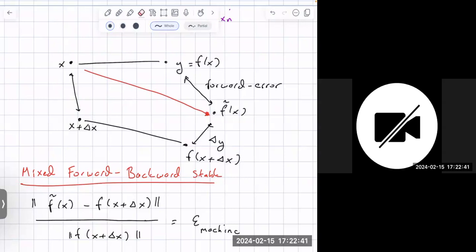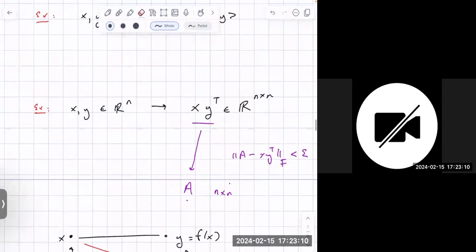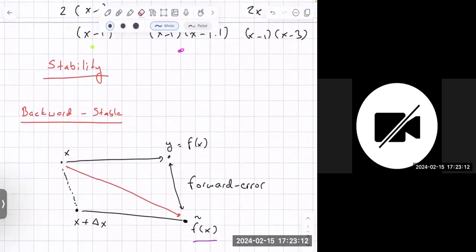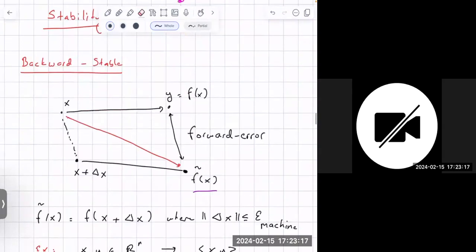So let me go through this diagram if I manage. So X is your input and Fx is your actual output. Good. Now there will be some error. You will be right here. And now in the backward stable, you would like this output to actually correspond to some input jiggled a little bit, right? So let me go back to the backward stable picture. What I wanted was this output should actually correspond to some input, just a little bit jiggled.